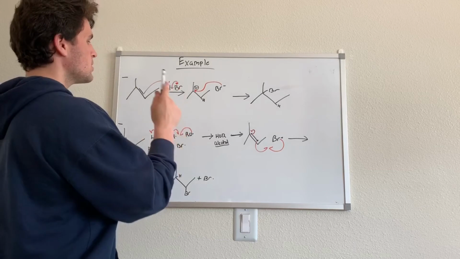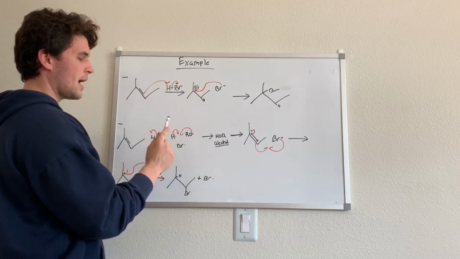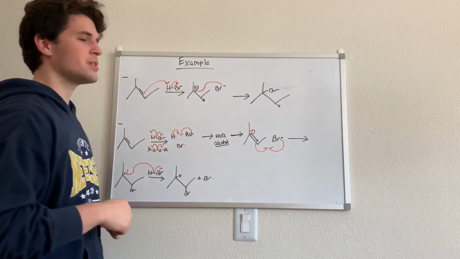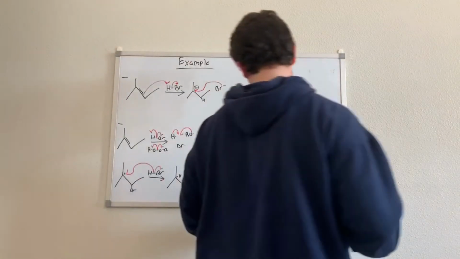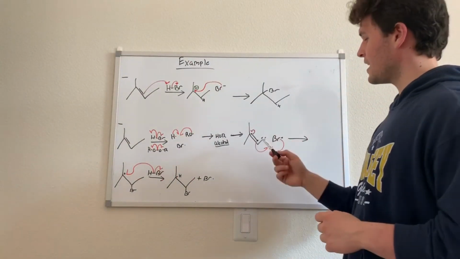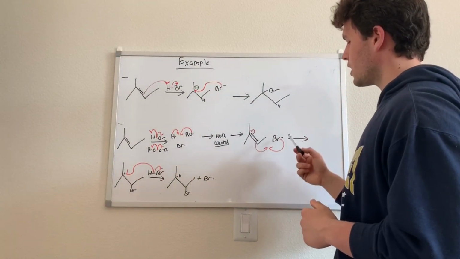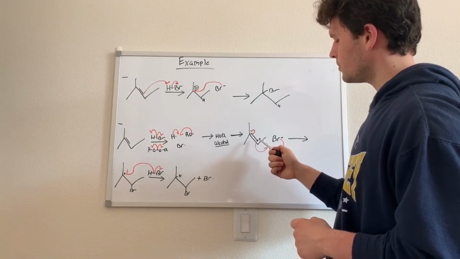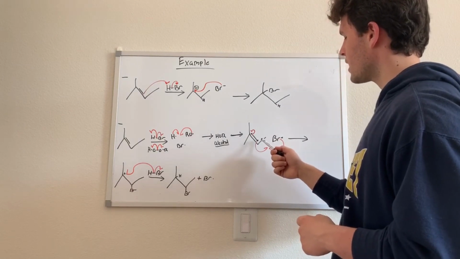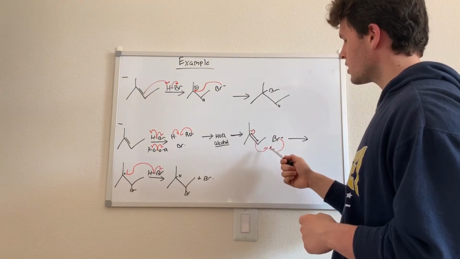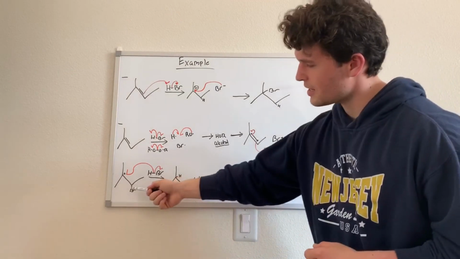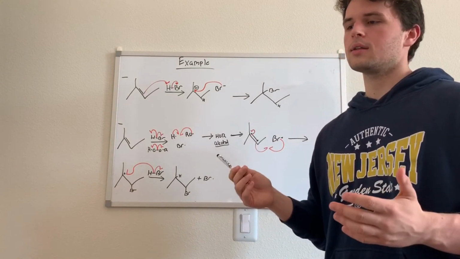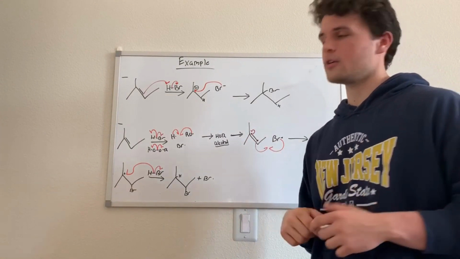Also, a key note: if you're using radicals, always use a half arrow, because the half arrow represents one electron, compared to this full arrow, which represents two electrons. So then the alkene will react with the bromine radical. The pi bond will react with the bromine, causing the bromine to go onto the less substituted carbon, and the radical will go onto the more substituted carbon, because it's able to hold the radical better.